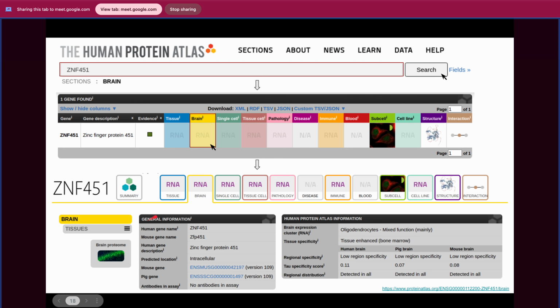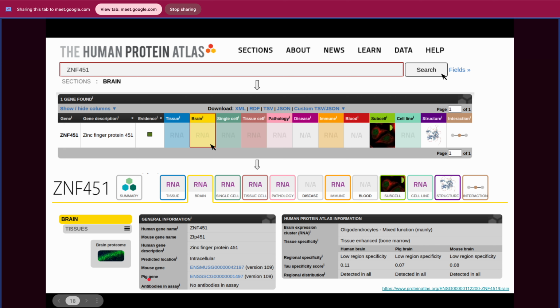Firstly, in the gene information, it will tell me the name of the gene, the human gene and the mouse gene. If this particular gene is also present in the pig brain, it will also give me the gene name in the pig as well. Then it will tell about the location, that is, the predicted location of that gene, whether it is expressed intracellular or extracellular or membrane. So this is the location. Then there are IDs. In Ensembl, the gene ID is given. In Ensembl gene ID, this is the mouse gene and this is the pig gene.